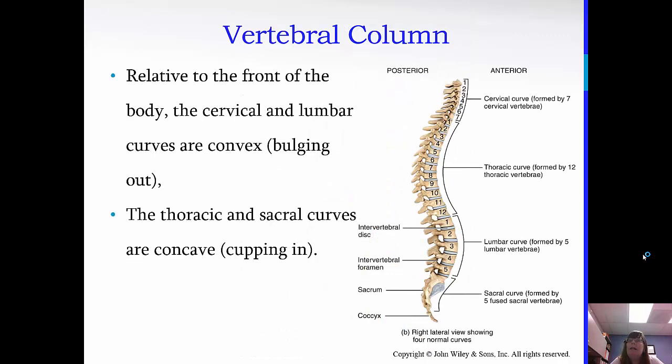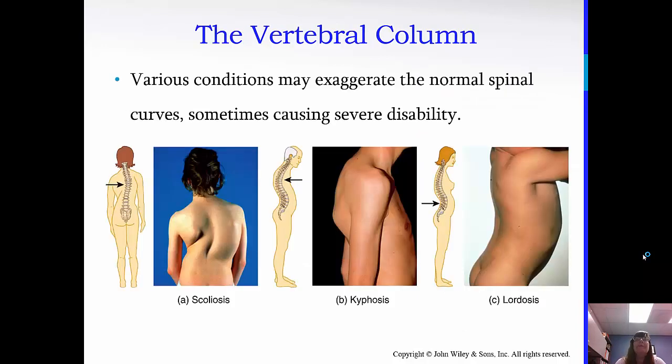So relative to the front of the body, we have the cervical and lumbar curves that are convex, and we have thoracic and sacral curves that are concave. So that's the natural curvature of our spine there. Issues, we could have scoliosis, which is a lateral miscurvature, kyphosis, which is also called humpback, where you have an abnormal thoracic curvature, or lordosis, which is also called swayback, where you have an abnormal lumbar curvature.